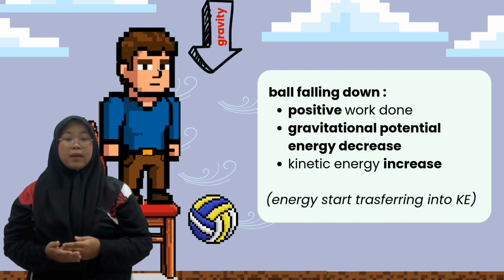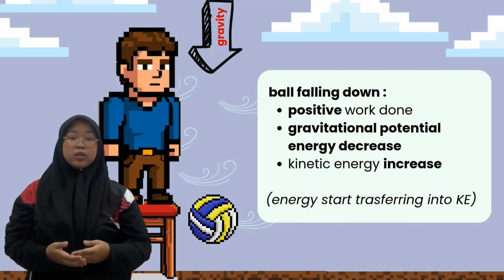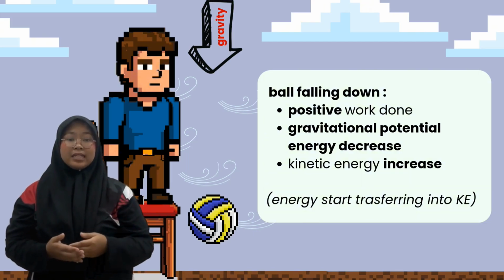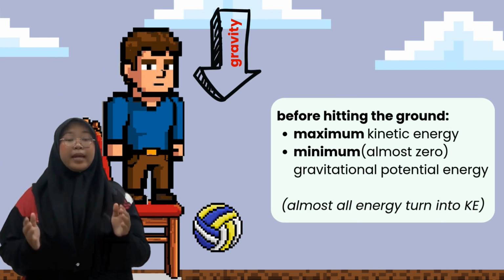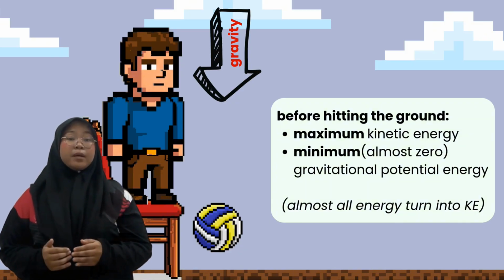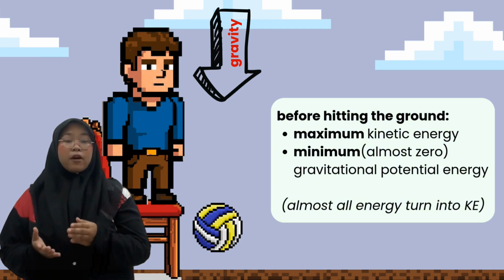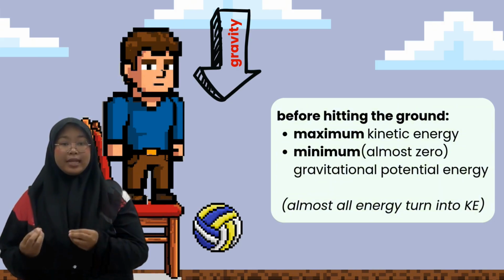The work by gravity causes the gravitational potential energy to convert into kinetic energy. So, kinetic energy increases. Before hitting the ground, the ball has maximum kinetic energy and minimum gravitational potential energy because almost all of its gravitational potential energy has been converted into kinetic energy.